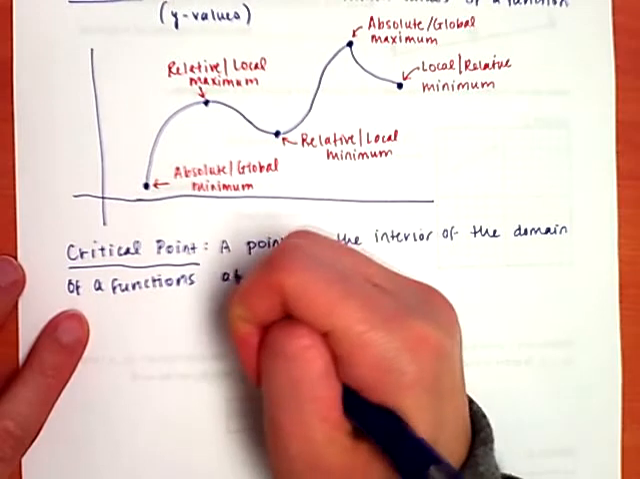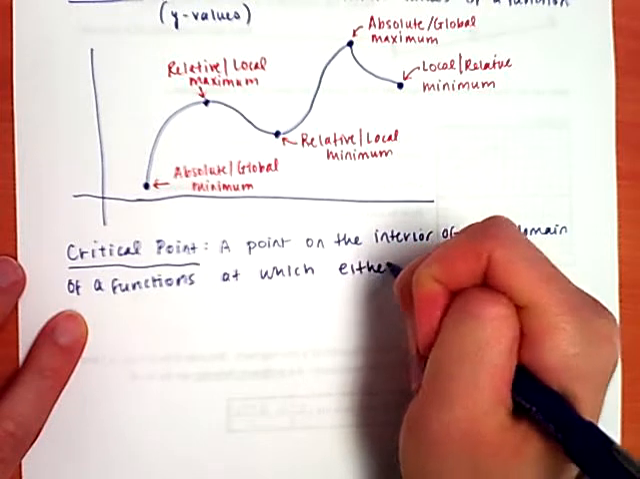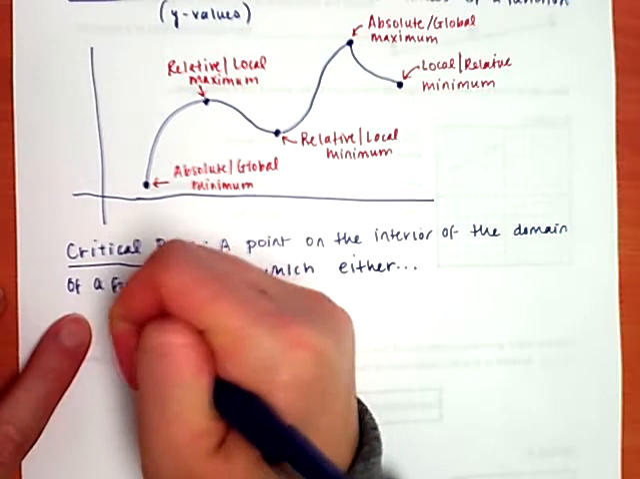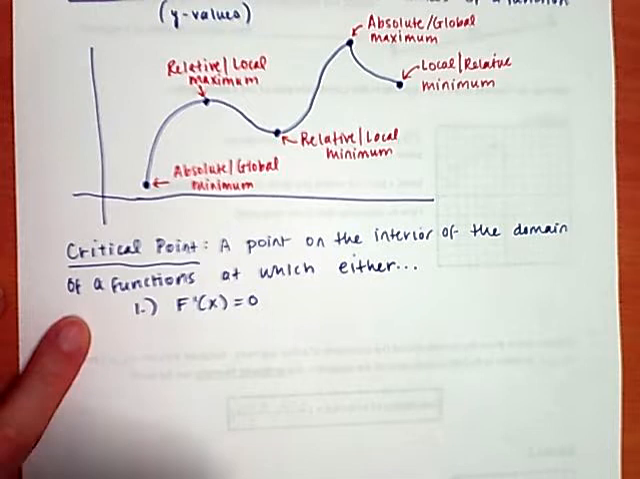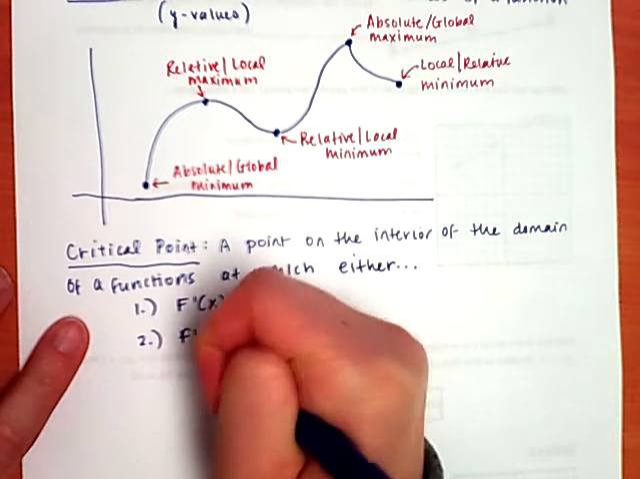At which one of the following things. There are two things that qualify as a critical point. The first one is that the derivative value is 0. And the second thing is that the derivative doesn't exist.